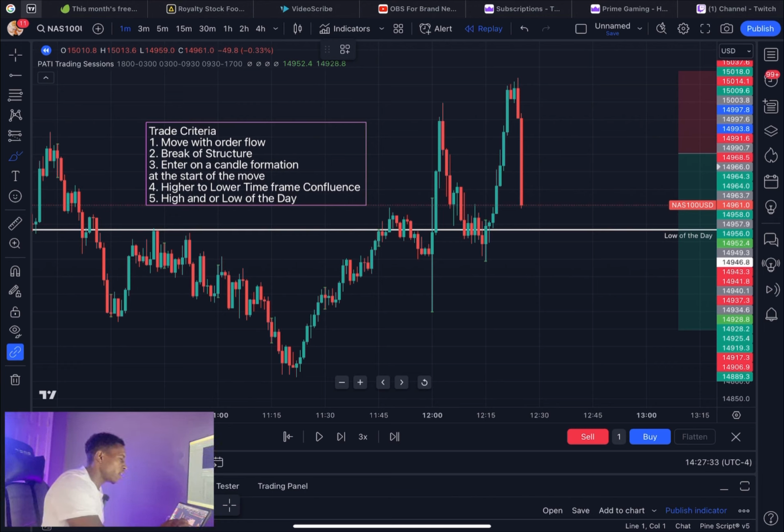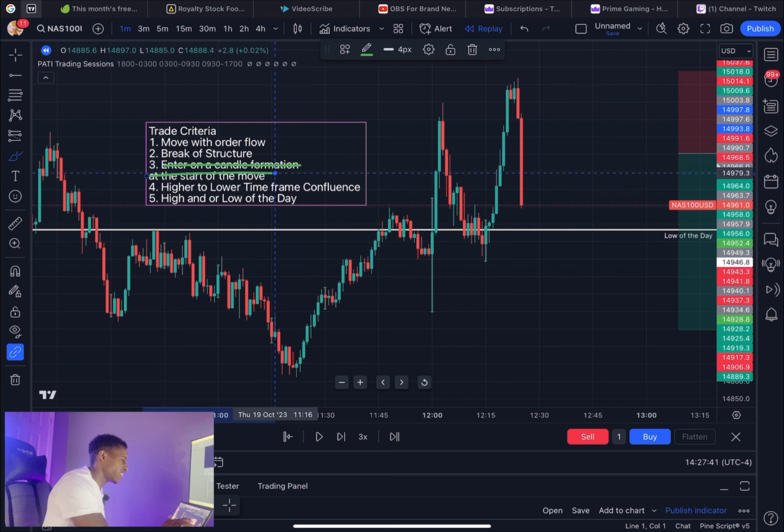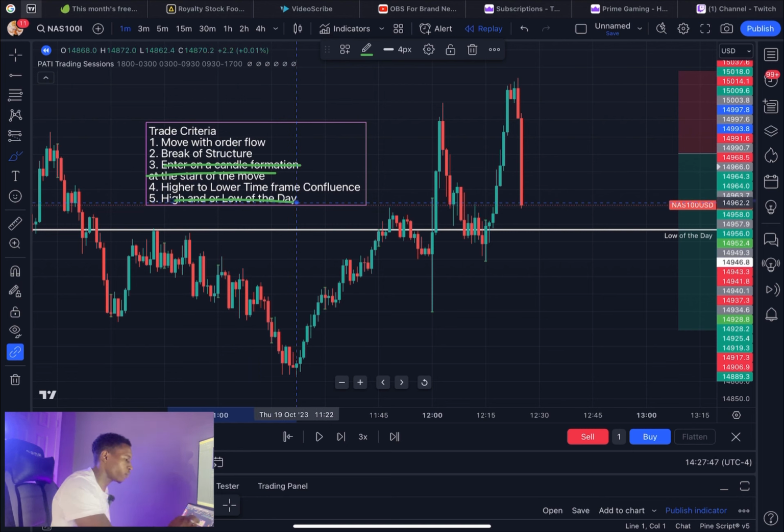So we're trading on an entry of a candle formation at the start of the move. This is around the high of the move. So this is actually taken out. It's the higher low of the day. We entered at the start of the move. So the start of the move is this. So we checked off 3. The high and low of the day, we have checked that off.